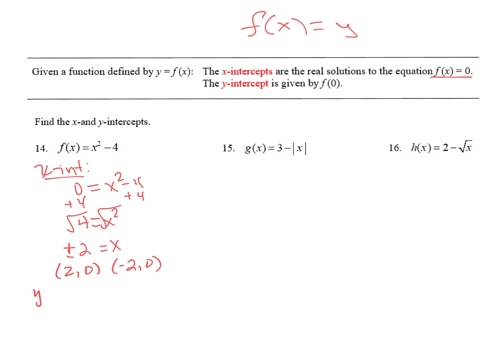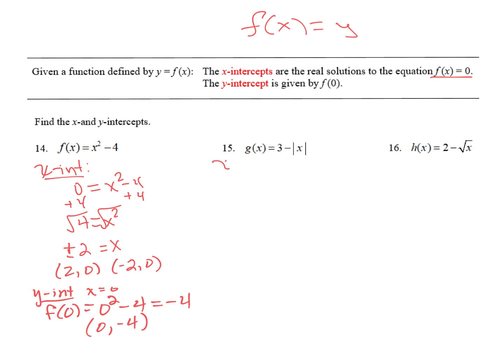To find the y-intercept, I'm going to make x equal 0. So I'm going to find f of 0, which means I'm going to do 0 squared minus 4. And 0 squared minus 4 is negative 4. So the y-intercept is (0, negative 4). Okay, let's find them on this next one.